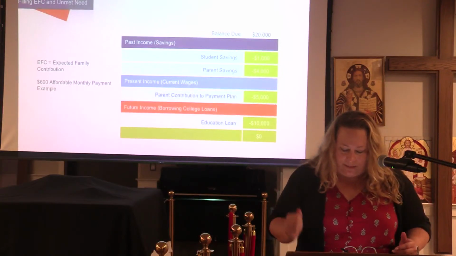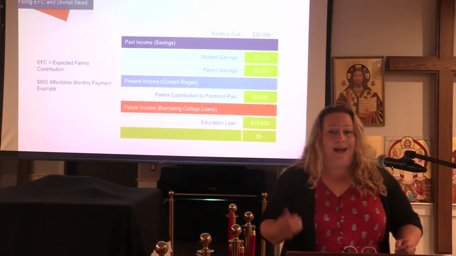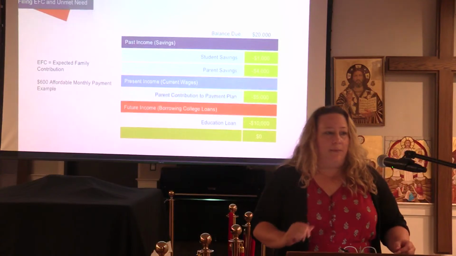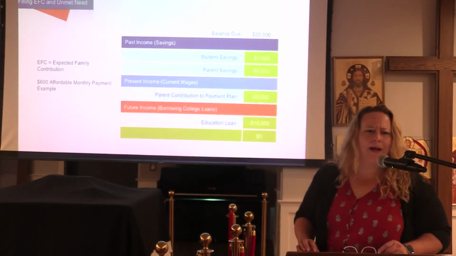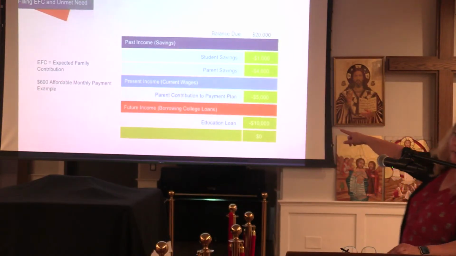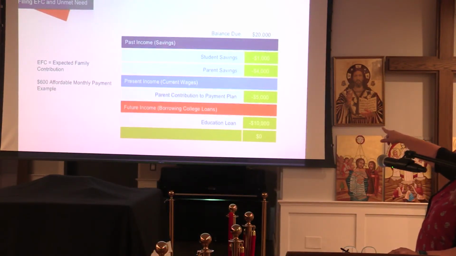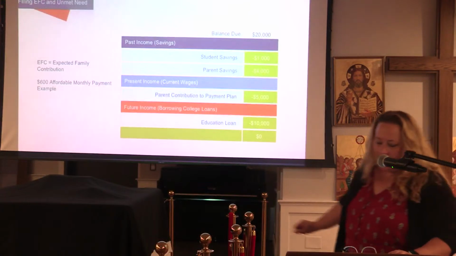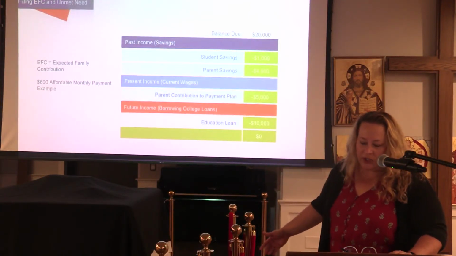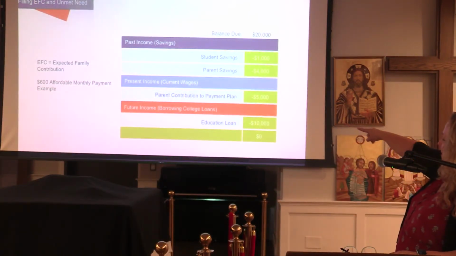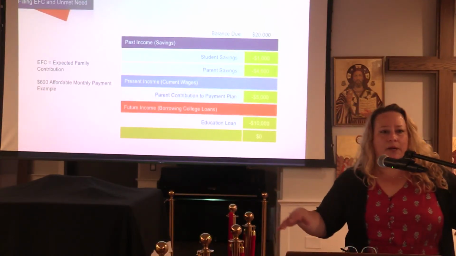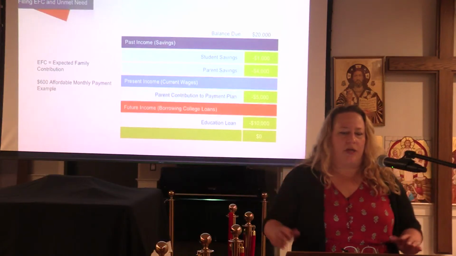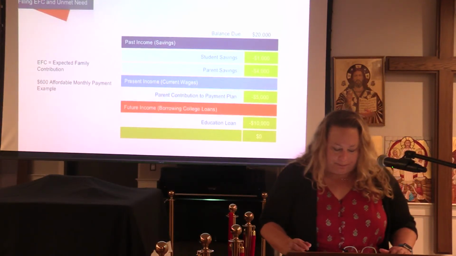So if this family that owes $20,000 said, I can afford $2,000 a month on college, I don't know if you can read it, but the middle light blue says parent income, so present income out of current wages. In the light blue underneath it, it says parent contribution to payment plan. And I'm going to email these slides so it'll be clearer and you'll have it.